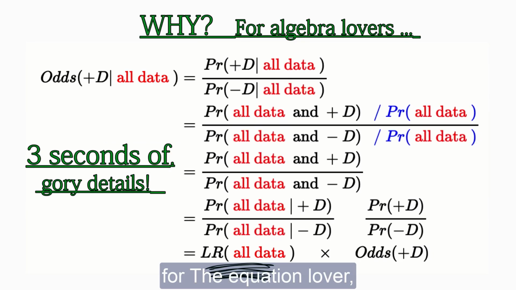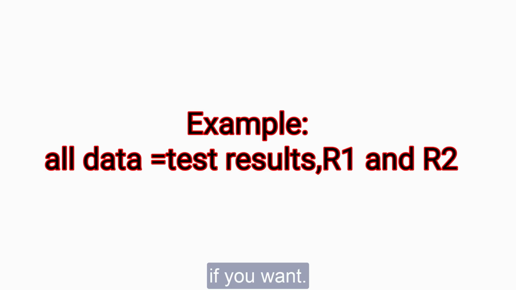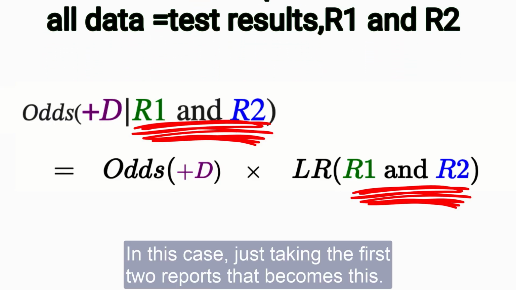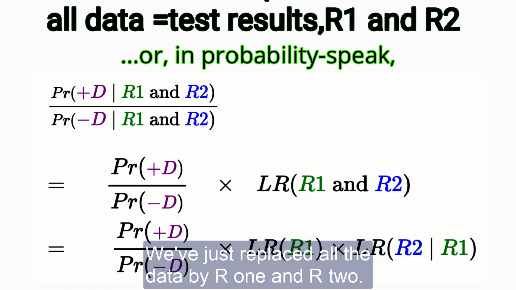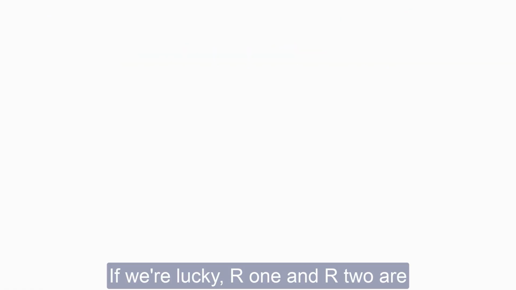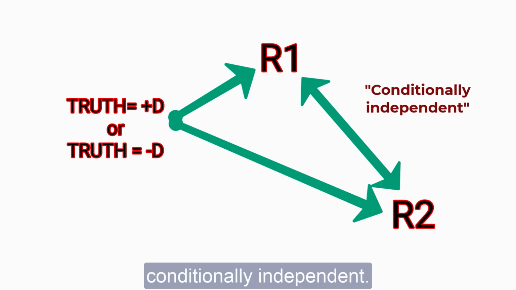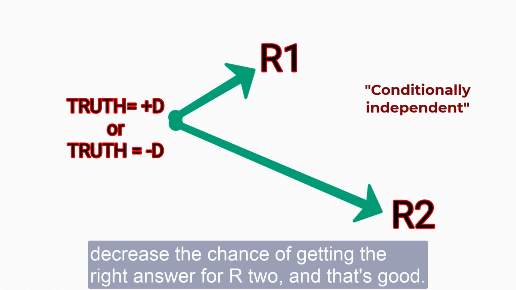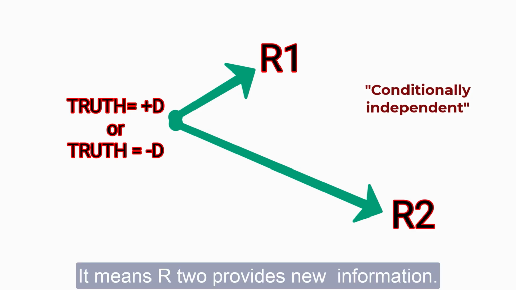For the equation lover, here's all the gory details, if you want. In this case, just taking the first 2 reports, that becomes this. We've just replaced all the data by R1 and R2. If we're lucky, R1 and R2 are conditionally independent. Getting the right answer or wrong answer for R1 doesn't increase or decrease the chance of getting the right answer for R2. And that's good. It means R2 provides new information.